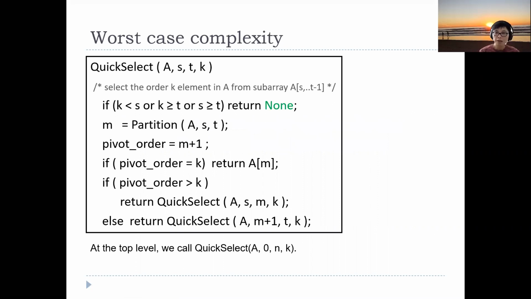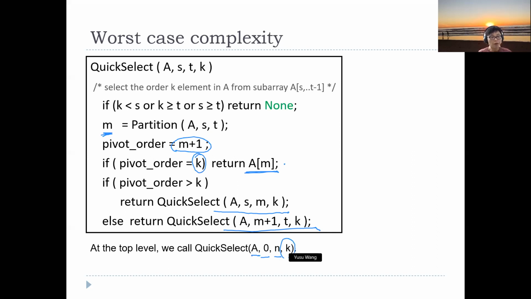This is a recursive algorithm. We first do partition, and then depending on the rank we're looking for compared with the order of the pivot, we have three possibilities. We either immediately return, or we recurse in the left, or recurse in the right. Okay, so that's the algorithm. And when we're given the input at the top level, we call the QuickSelect over the entire array from 0 to n, looking for element k.